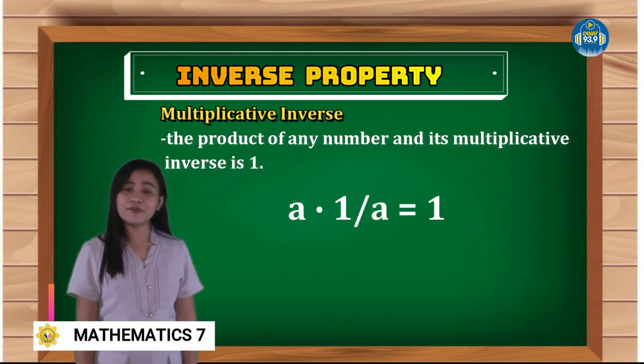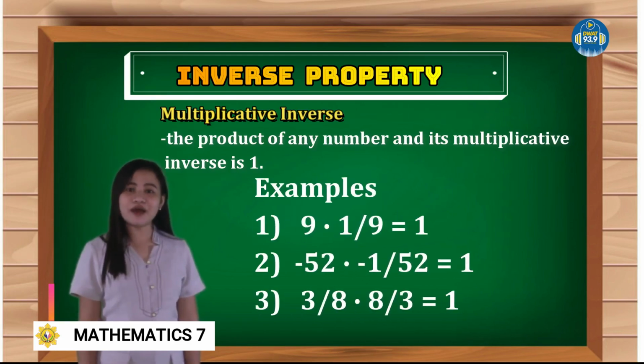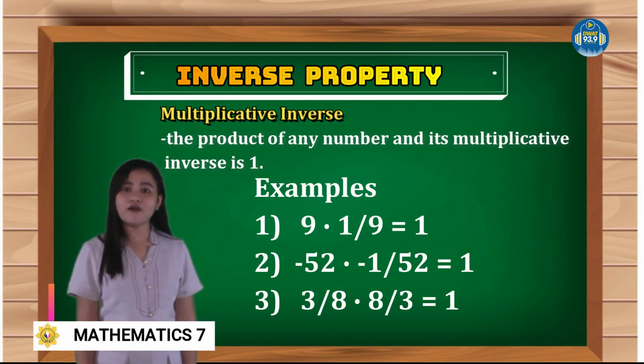For example, number 1, 9 times 1 over 9 is equal to 1. Number 2, negative 52 times negative 1 over 52 is equal to 1. And for number 3, 3 over 8 times 8 over 3 is equal to 24 over 24 or 1.